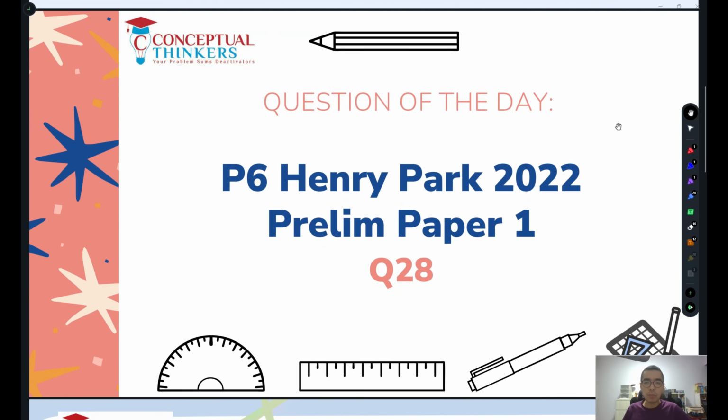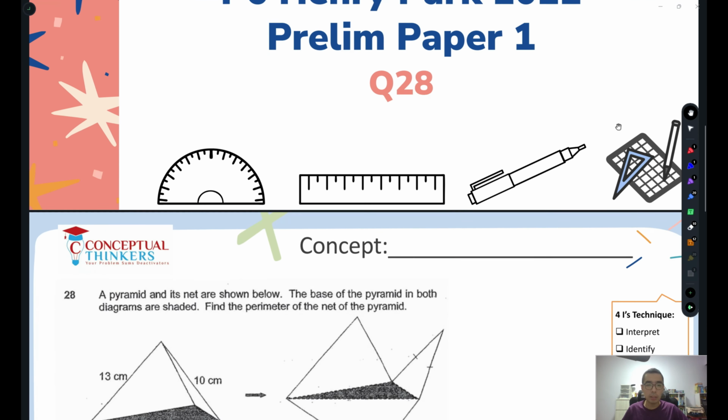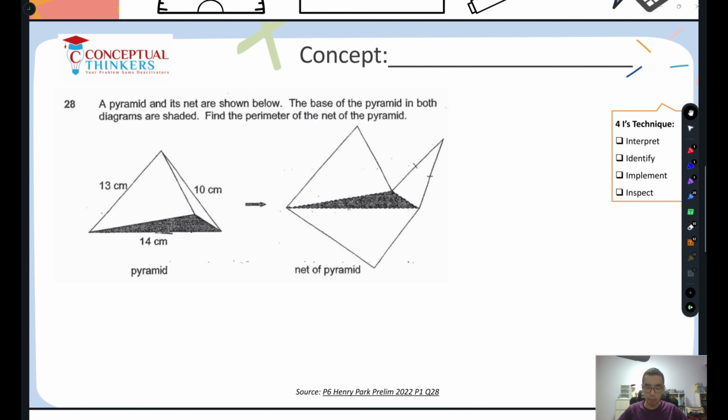So for today's video, we'll be looking at P6 Henry Park 2022 Prelim Paper 1 question 28. So let's get started. Now first let's interpret the question. A pyramid and its nets are shown below. The base of the pyramid in both diagrams are shaded. So this will be the base and this will be the base.